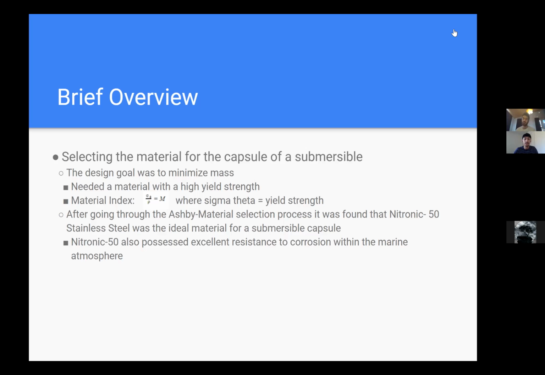The goal when selecting the materials is to minimize our mass, so we can put more equipment into our submersible, and to maximize our yield strength. We ended up getting a material index of yield strength over density. After going through the Ashby material selection process, we found that Nitronic 50 stainless steel was the best material for a submersible capsule because it has really low density, a great yield strength, and very good corrosion resistance within the ocean, so it won't corrode.